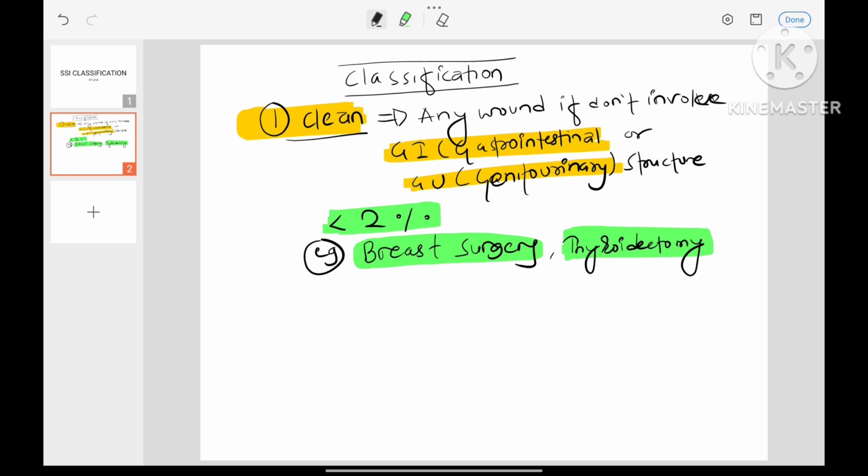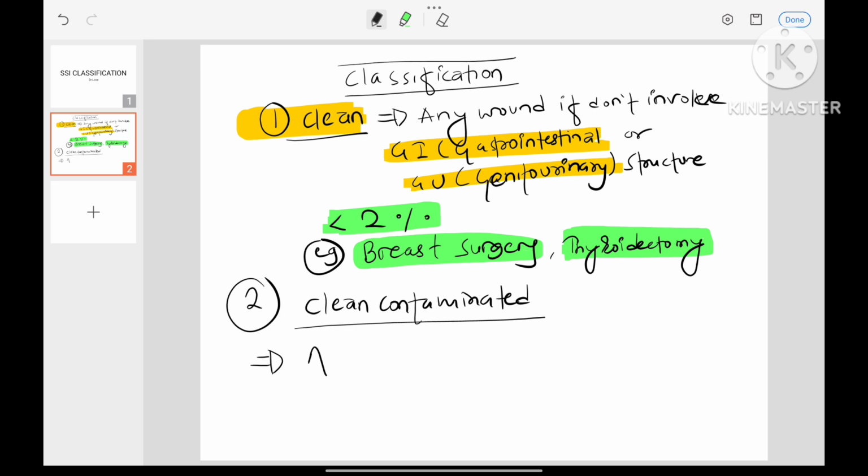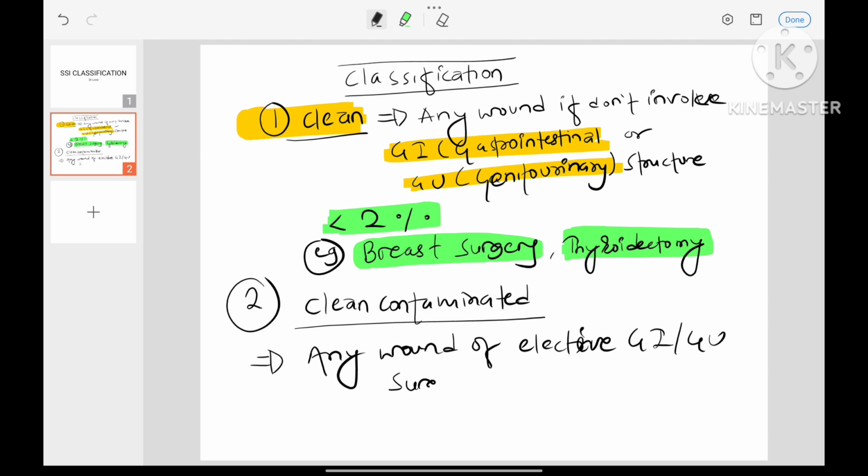Now another type of wound we have is clean contaminated. Basically any wound of elective GI or GU surgery. What it means is that whenever we do any elective surgery, we have already done all the planning of how we will do the surgery, and we will take as much precaution as possible to not let the wound get infected.